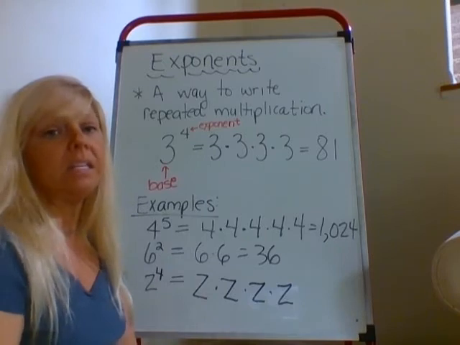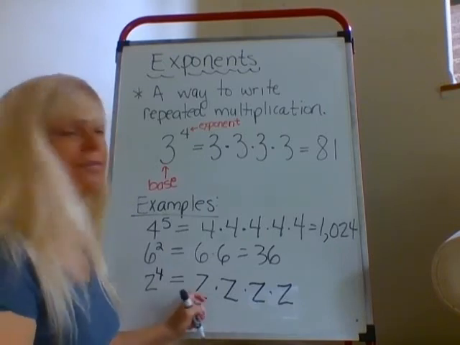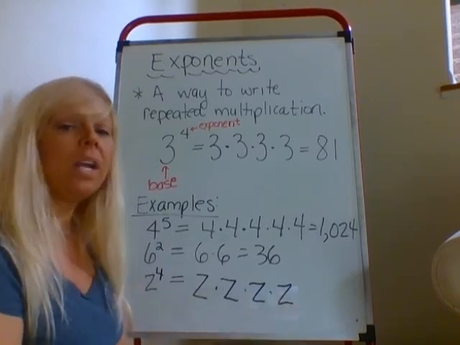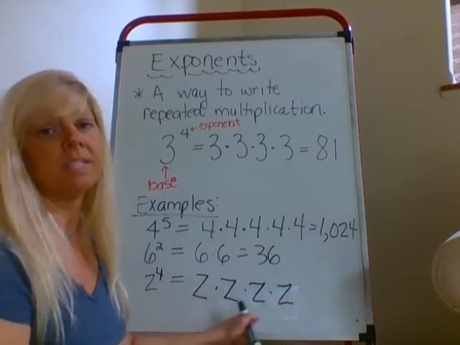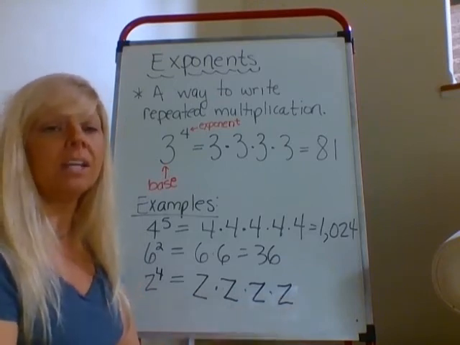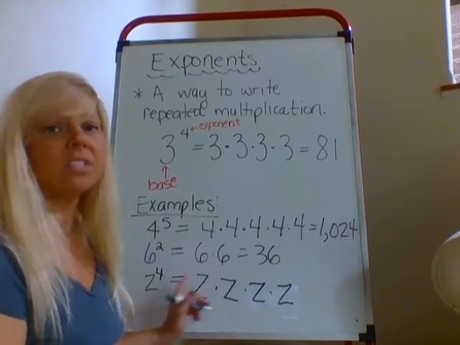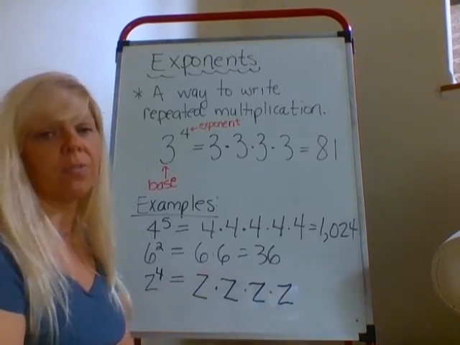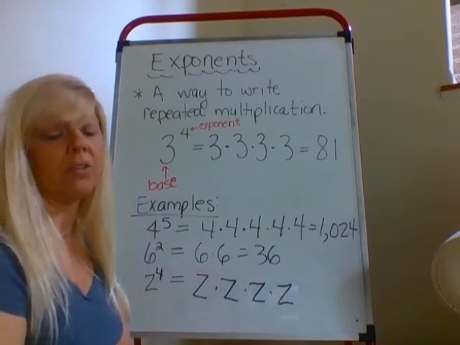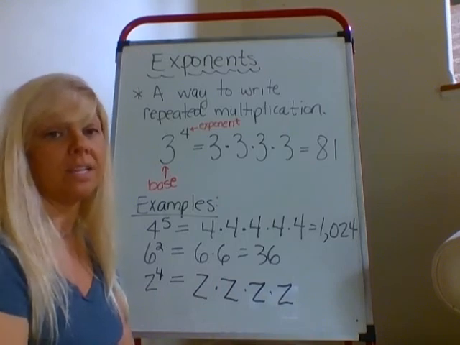So I could say z is 8, and then we would have 8 times 8 times 8 times 8. Or I could say z is 10, and 10 times 10 times 10 times 10. But until I give z an actual value, this is the only way I can write it out in expanded form, and I cannot evaluate z to the 4th until I know what z is.